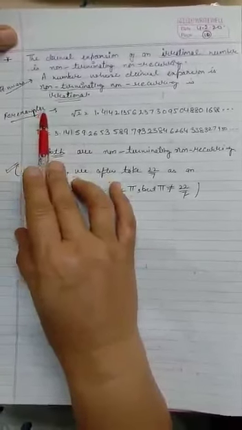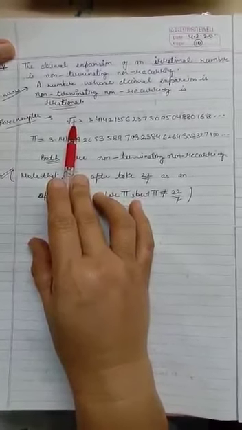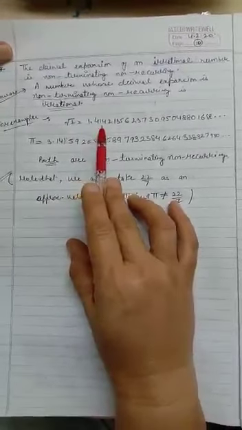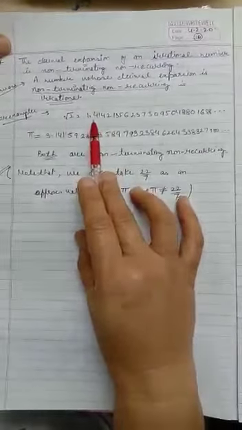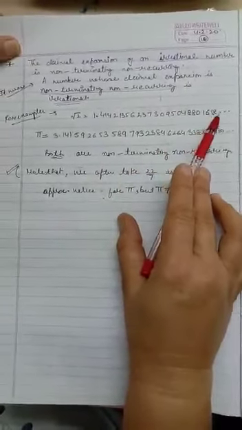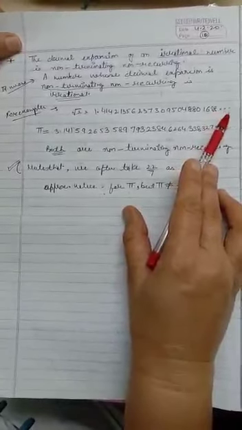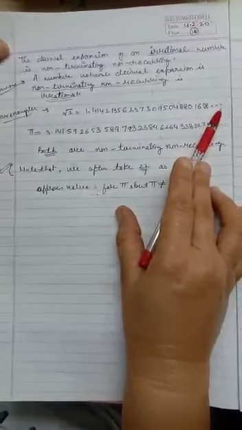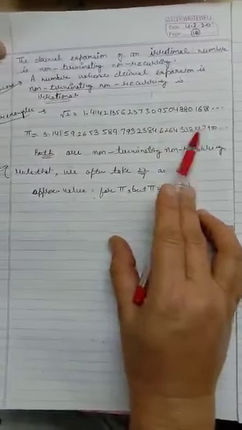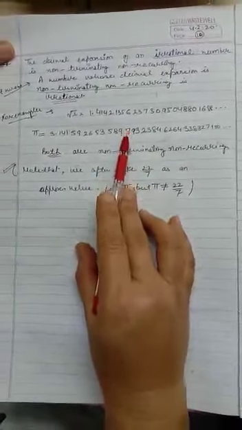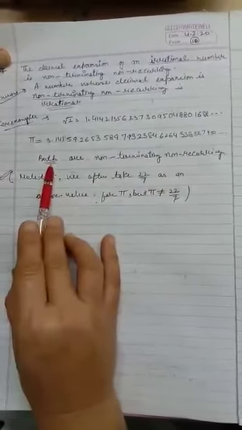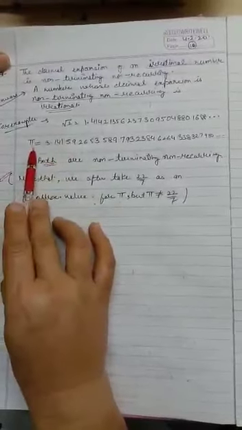For example, when you try to find the value of root 2, as you can see, the digits are not repeating, and it will continue as long as we divide. We will find more digits. Similarly, pi is equal to 3.14 and so on. Both the decimal expansions are non-terminating, non-recurring. Here we have discussed root 2 and pi.